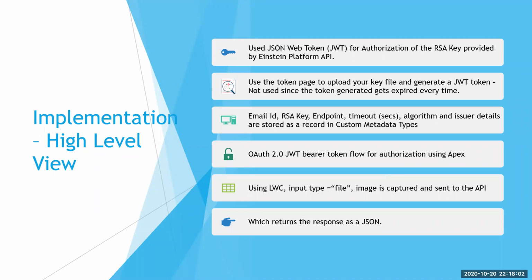And the same image which I am giving as input is sent to the API, which again returns the response as a JSON, as I showed in the demo. So this is how I have implemented it at a high level. And in the backend, I have passed the curl request.